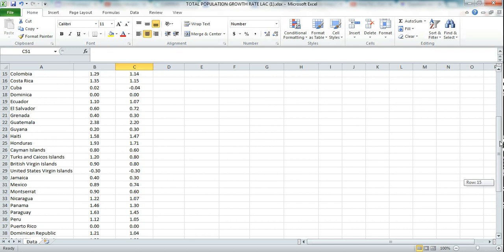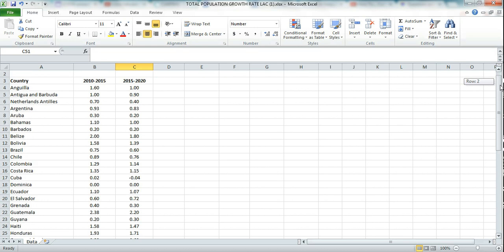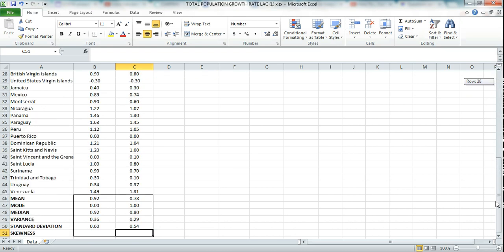So my standard deviation for the first group, which is the 2010 to 2015 population growth rate for countries in Latin America and the Caribbean, is higher than the standard deviation for 2015 to 2020. And this might actually suggest that the disparities between the population growth rates for individual countries is actually declining, that the disparity is going down.